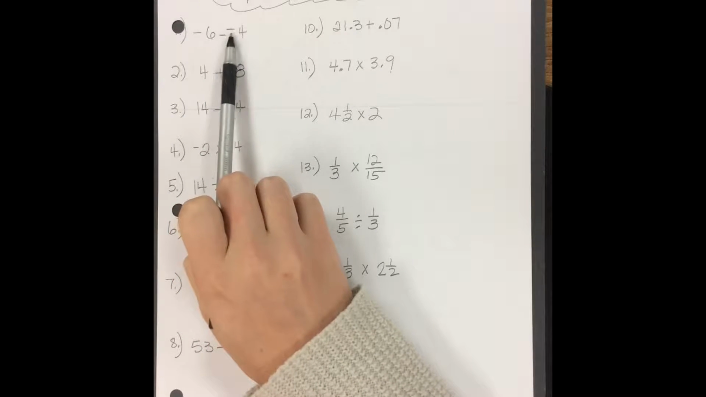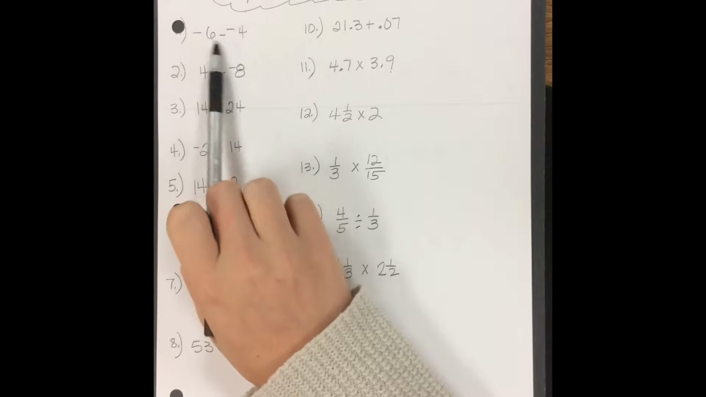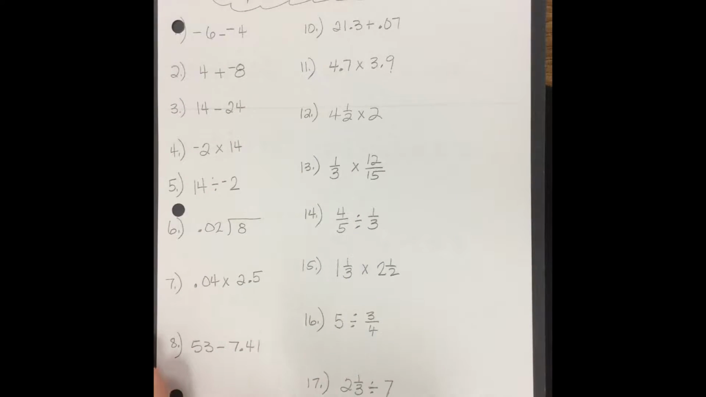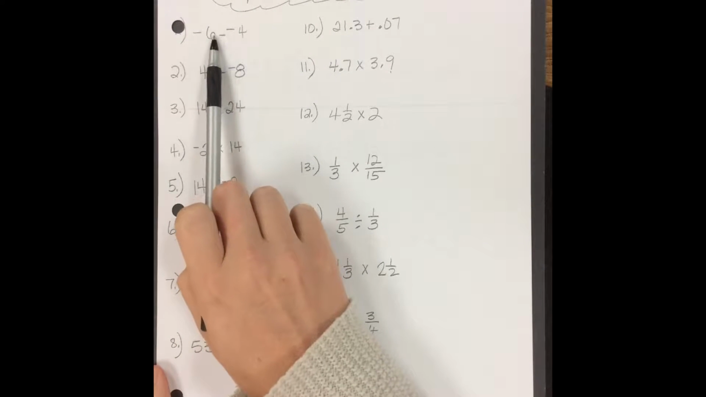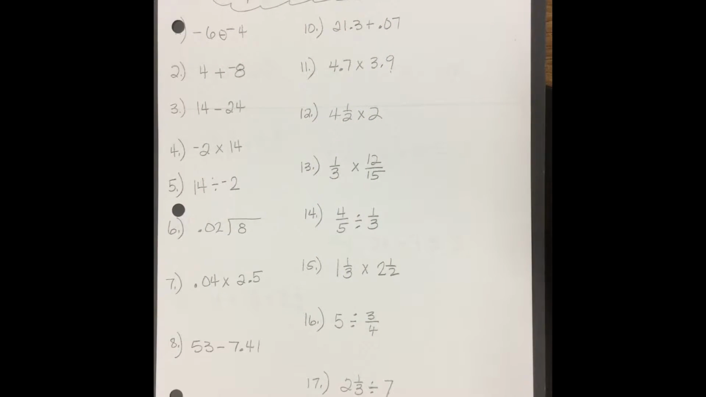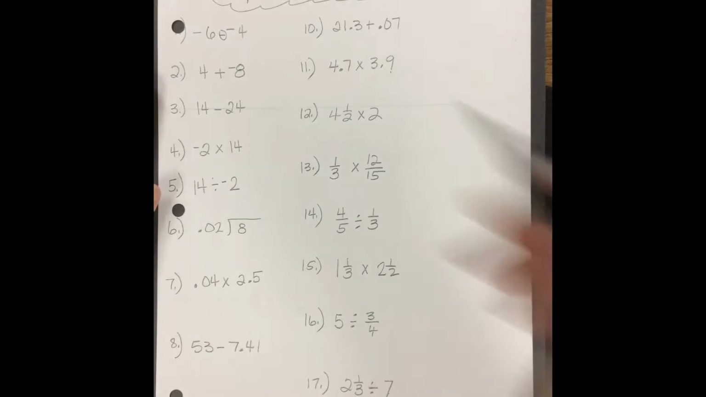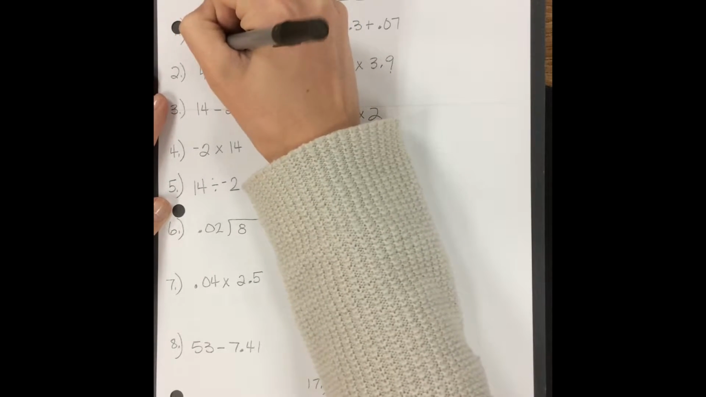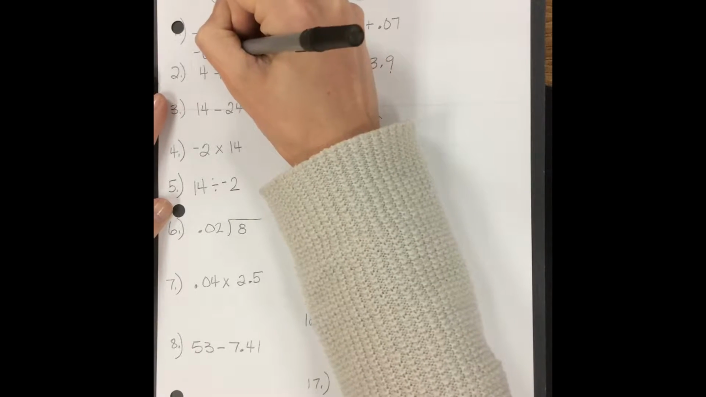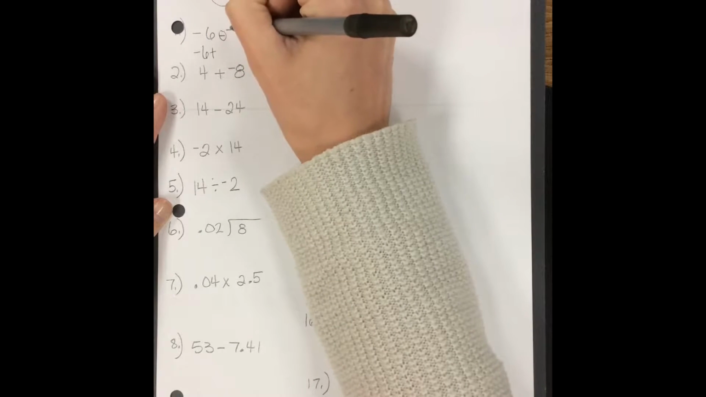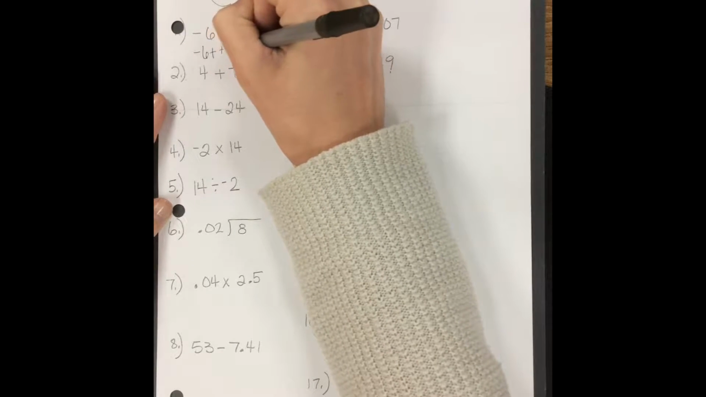-6 minus -4. These are integers, so we're going to need to go back to our integer rules. In your journal you have integer rules, and remember we first need to look at the operation. The operation that's happening here is subtraction. When we subtract integers, we have to keep, change. So we're going to keep the -6, change subtraction to addition, and change the -4 to a +4.